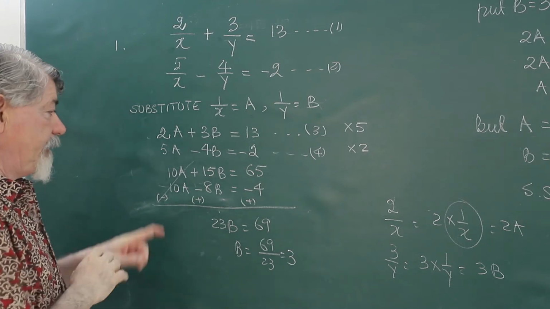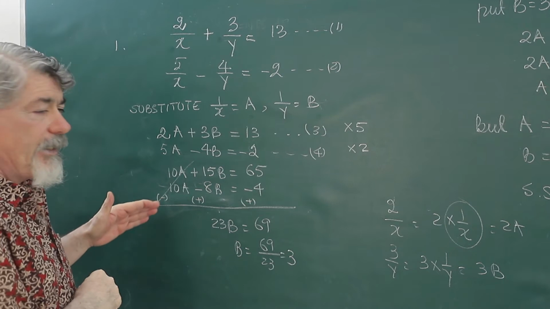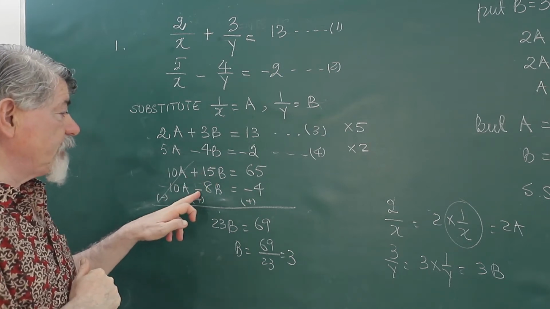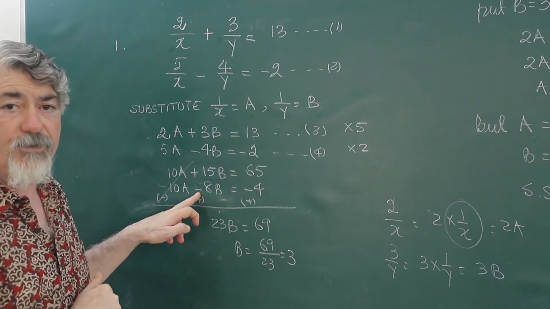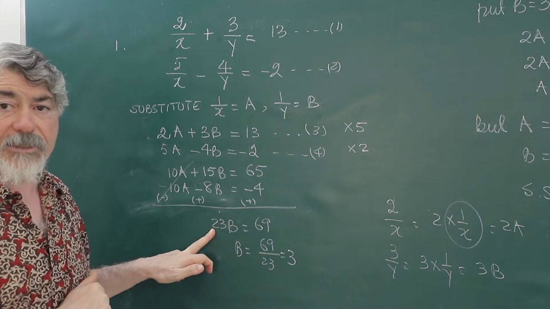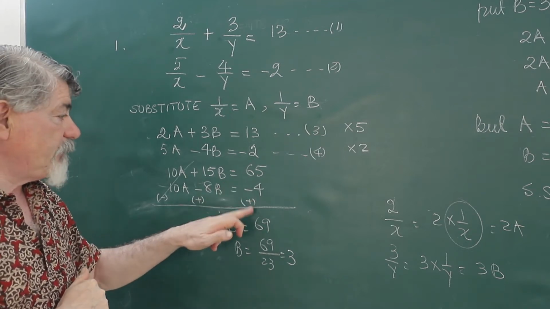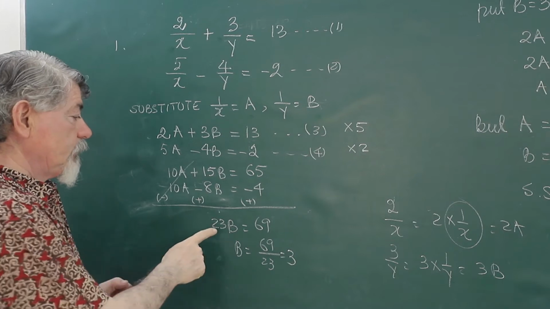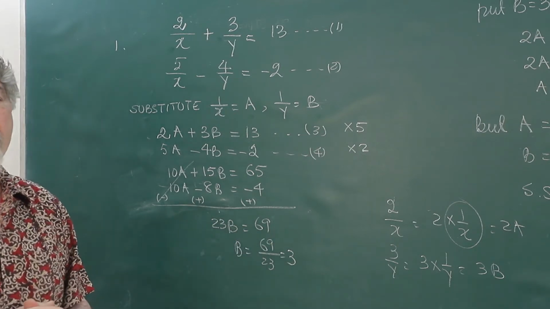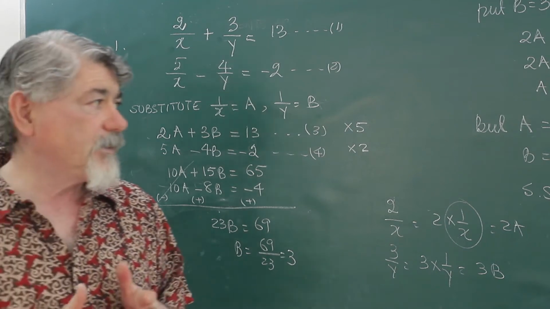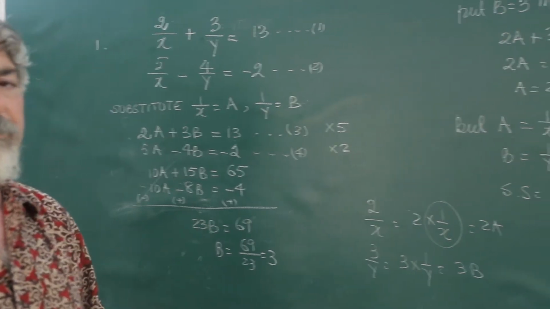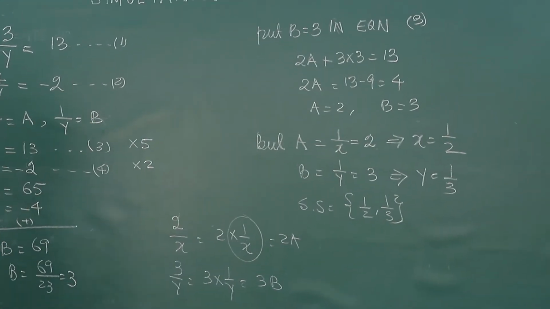When I subtract this, 10a and 10a will cancel. 15b plus 8b, because it was minus, by subtraction the sign would change. It will become plus. 15b plus 8b becomes 23b. 65 plus 4 is 69. So 23b is equal to 69. b is equal to 69 upon 23. We get the value of b as 3. Now substitute the value b is equal to 3 in equation 3.